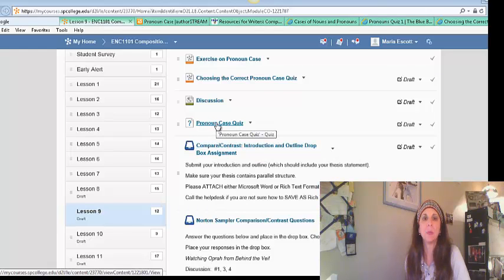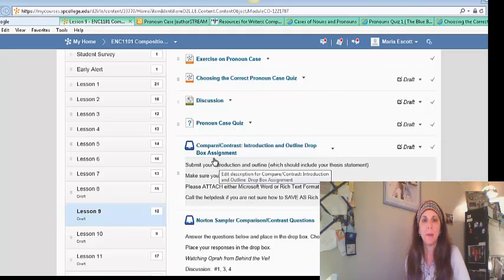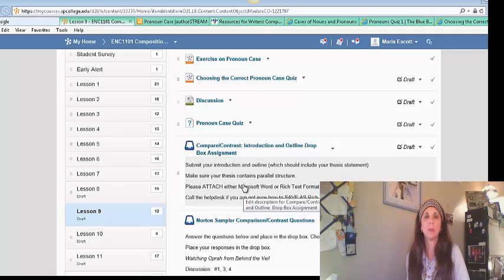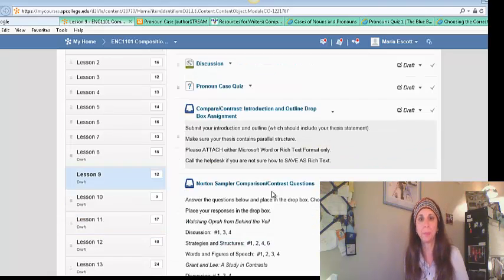Okay, here is the actual quiz. So obviously don't take this quiz until you've done all of the exercises on understanding it. Here you have a Dropbox assignment. You're going to submit your introduction and outline, which should include obviously your thesis statement. Make sure that your thesis has parallel structure, because you're going to be writing about 3 of those items. If you remember from last week, 3 of the items under the movie criticism: plot, acting, setting, whatever 3. Okay, so you have to have parallel structure.